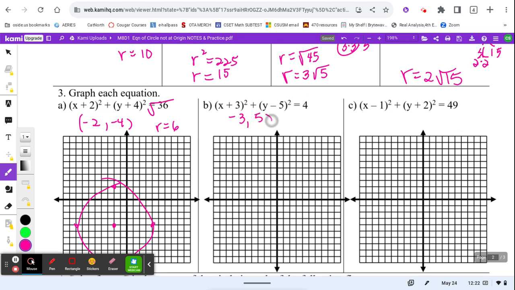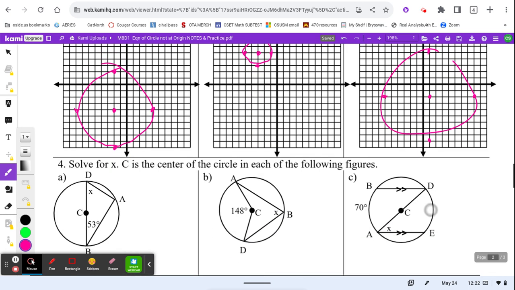Negative 3, 5. Radius is 2. So negative 3, 1, 2, 3, 4, 5. 2 in all directions. Positive 1, negative 2 is my center. Radius is 7. 1, negative 2. 1, 2, 3, 4, 5, 6, 7. And then do your best to connect that circle.